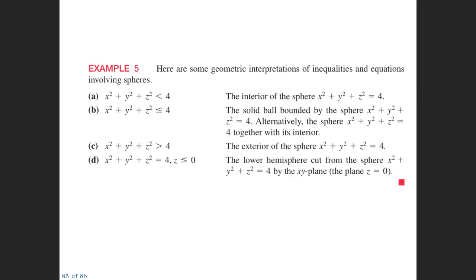x squared plus y squared plus z squared less than or equal to 4. That's the sphere of radius 2, like the equals, and everything which is inside that sphere. If we had greater than 4, we would have the exterior of the sphere. So it would be all of three-dimensional space apart from the sphere and the inside of the sphere. And then D, x squared plus y squared plus z squared equal to 4, but with the extra condition that z is less than or equal to 0. That's the bottom half of the sphere, the lower hemisphere.